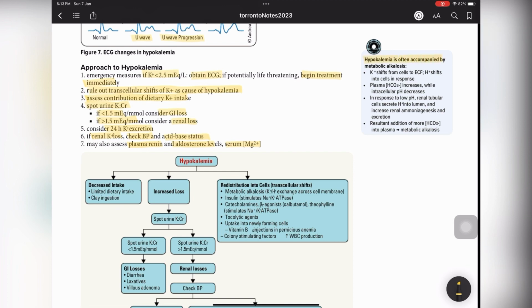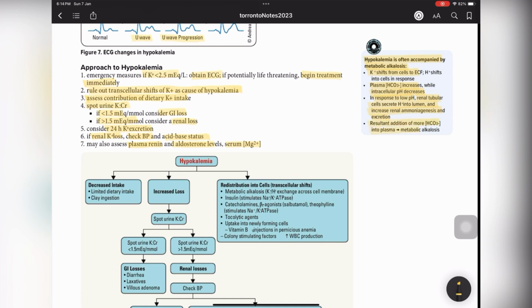Now, on the right side, we see hypokalemia is often accompanied by metabolic alkalosis. That means when there is a potassium shift from the cells to the ECF, there is an increase in hydrogen shift into the cell in response to potassium migration. Then there is an increase in bicarb. The increase in bicarb causes the intracellular pH to decrease. And then in response to low pH, there is more retention of hydrogen. Okay, and when hydrogen retains, there's more increase in bicarb in the plasma, which causes metabolic alkalosis.